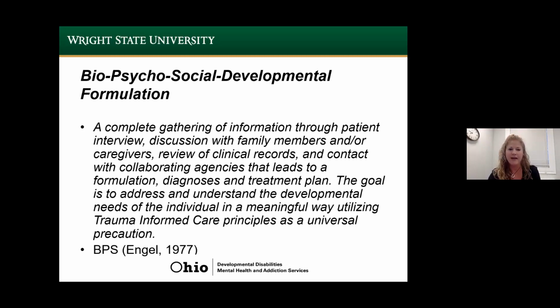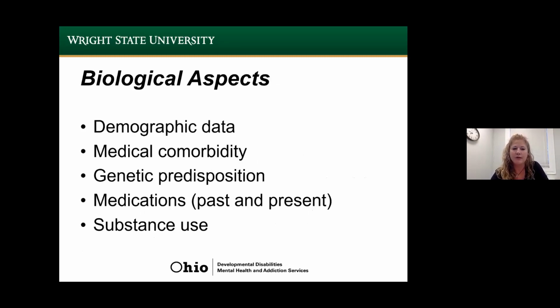On the other hand, if we have these long lists of medications that are in that category of they didn't work or they were failed trials, we want to take a closer look at those and make sure that they were adequate trials. We also want to talk to collaborating agencies, and of course, we want to add that developmental piece. We want to understand the individual and their specific developmental needs in a meaningful way. And of course, we want to use trauma-informed care and trauma-informed approaches as universal precaution. Next slide, please.